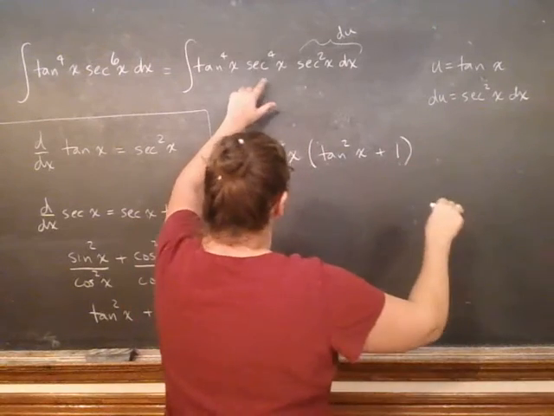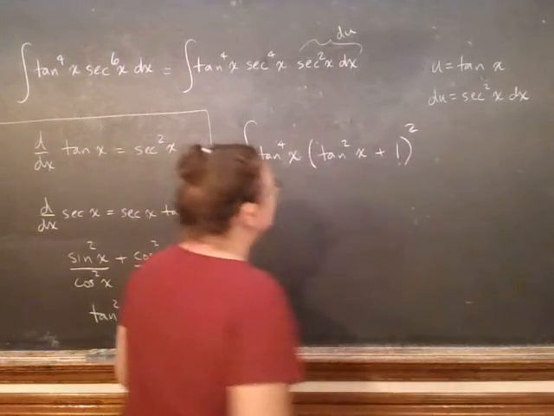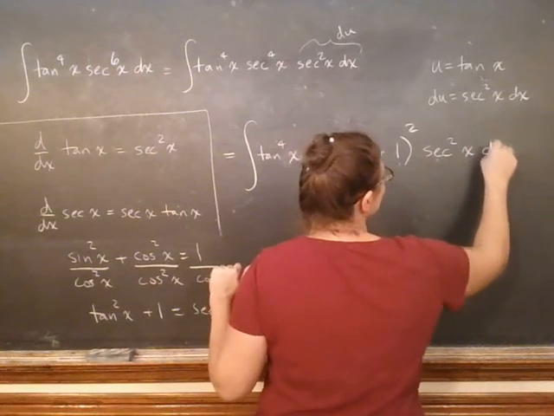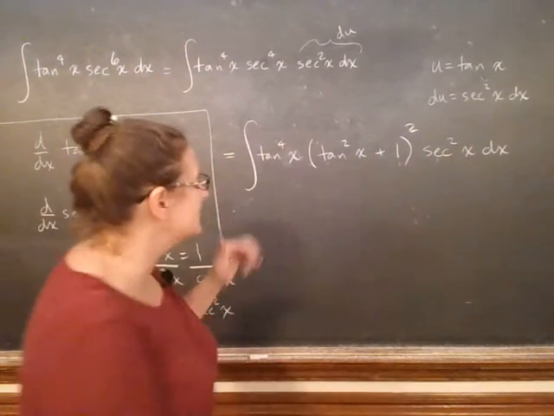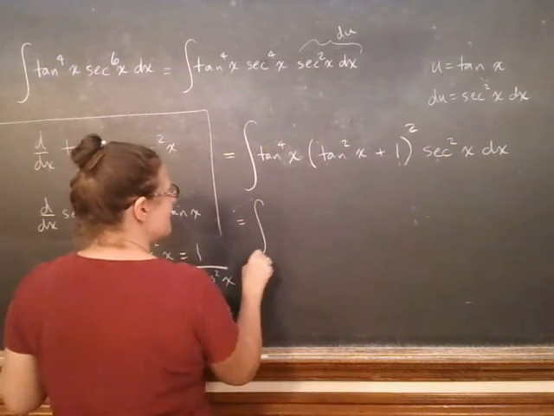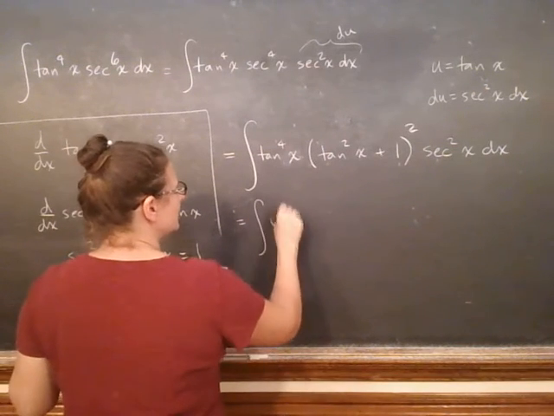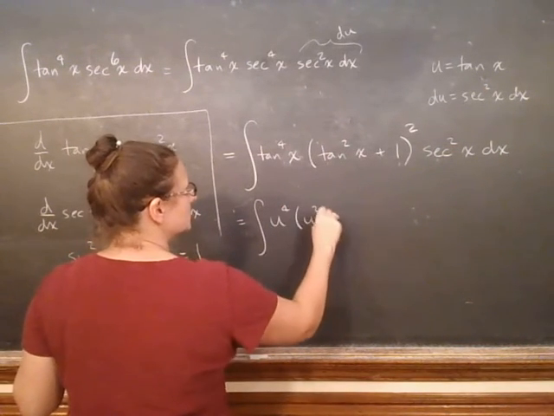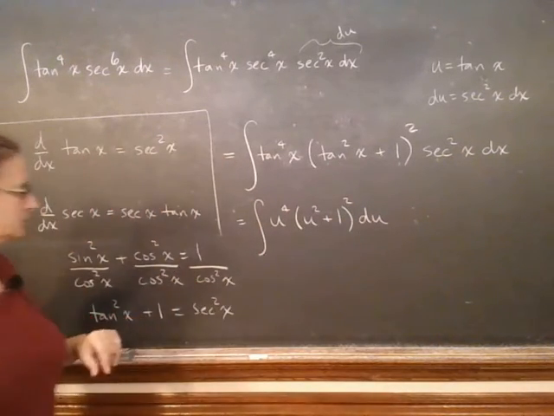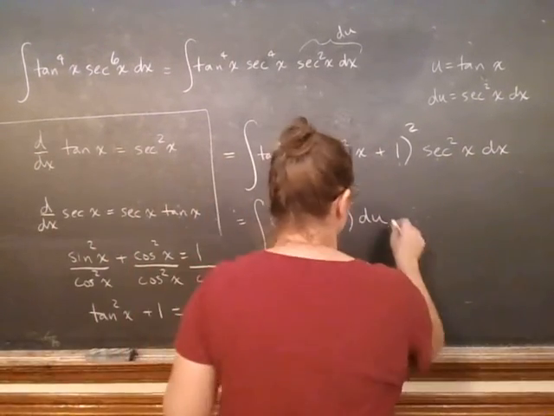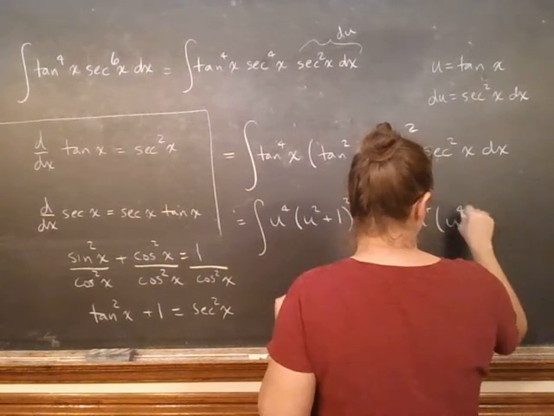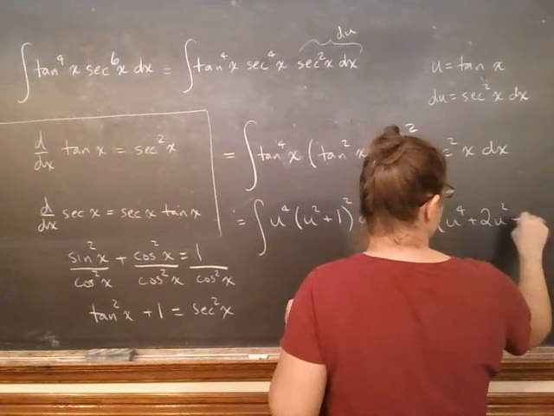And I have a secant to the 4th, so that's secant squared squared, right? And then I have secant squared x dx. Now everything is tangents except for my du. I can go right ahead and put all this stuff in here. So I have u to the 4th times u squared plus 1 quantity squared du. And okay, I just have to do a little bit of algebra, right? But this is nothing too bad. This is very straightforward.